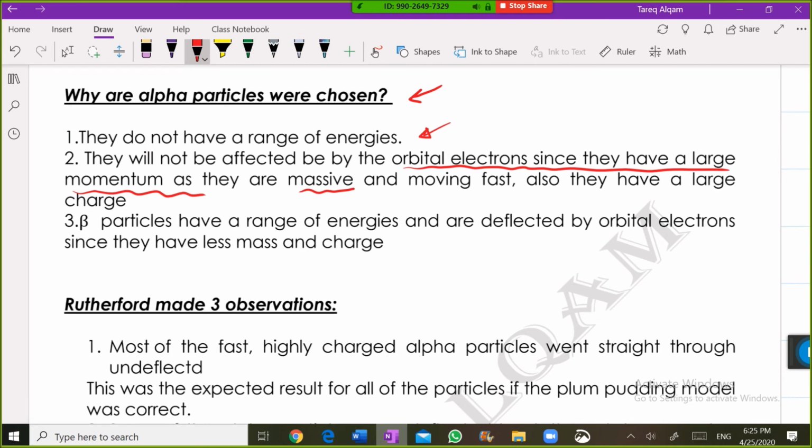Beta particles have a range of energies, guys, and they can be deflected by orbital electrons. This is why alpha particles were used, while beta particles were not used. Guys, you will be asked about these things, and you will be asked why alpha particles were used while beta particles were not used. Any question?